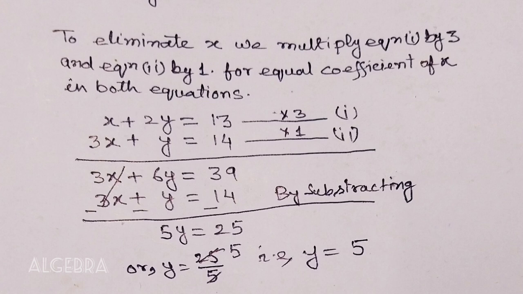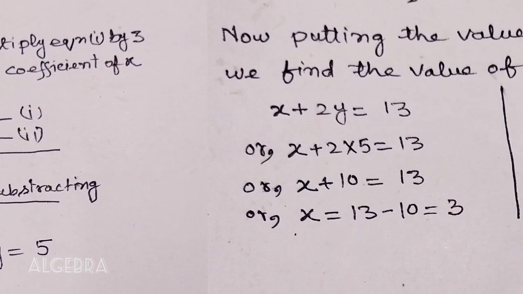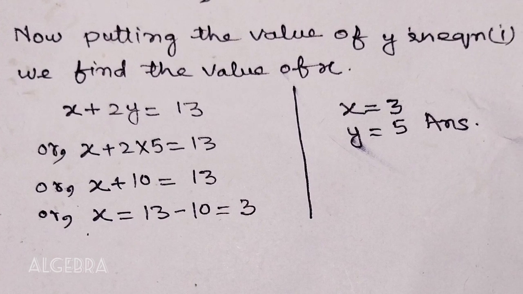x plus 2y is equal to 13 multiplied by 3, and 3x plus y is equal to 14 multiplied by 1. 3x plus 6y is equal to 39, and 3x plus y is equal to 14. By subtracting, cut 3x and 3x, and 5y is equal to 25, or y is equal to 25 by 5. Cut 25 by 5 is equal to 5. Now putting the value of y in equation 1, we find the value of x.